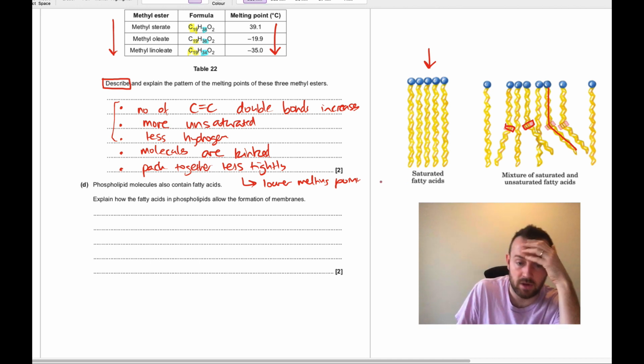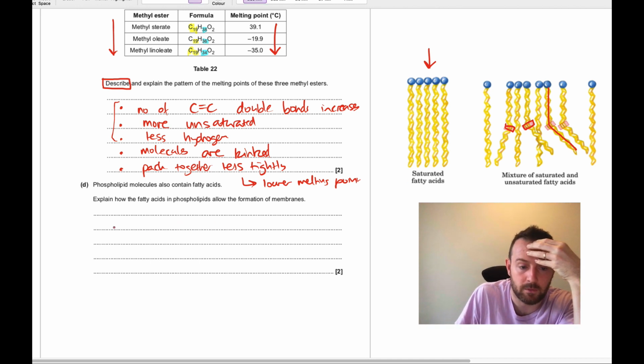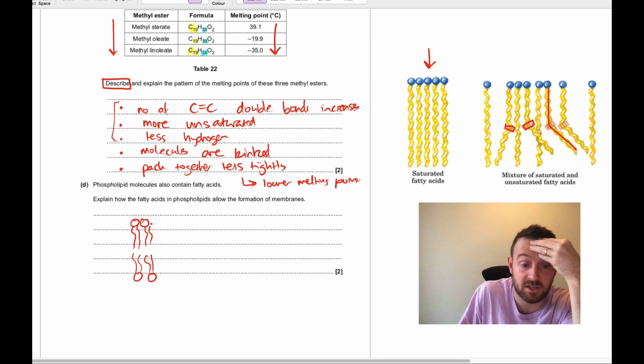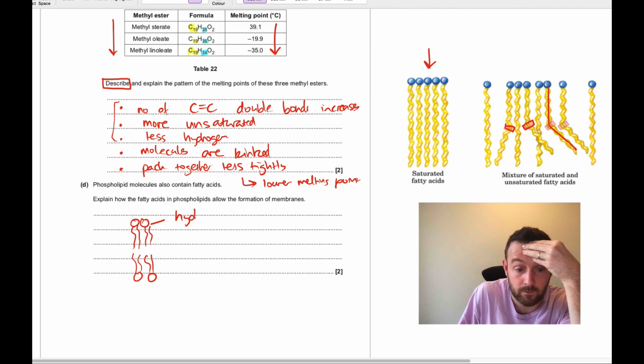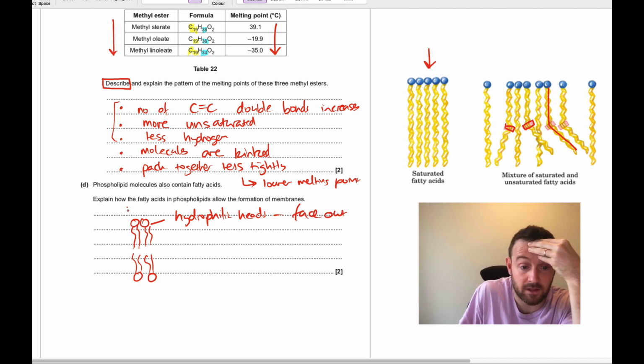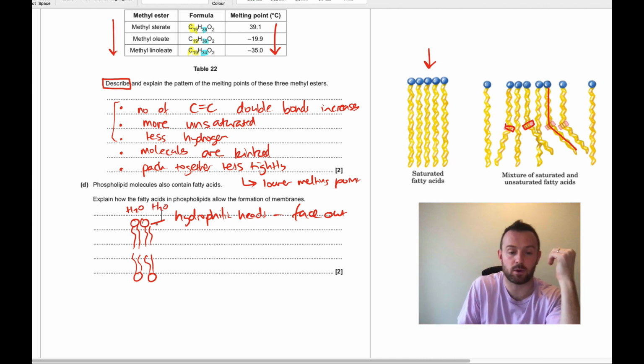Okay, moving on. Now the question is about the phospholipid bilayer. Allow the formation of membranes. So we need to talk about hydrophilic and hydrophobic. I'll just draw a quick section of it, just two of the fatty acids. We must talk about hydrophilic heads facing out. We need to mention the fact that there's water outside the membrane, so the heads face out into the aqueous environment.